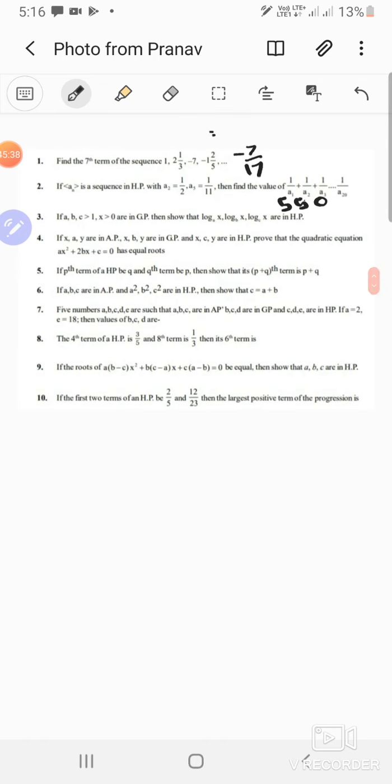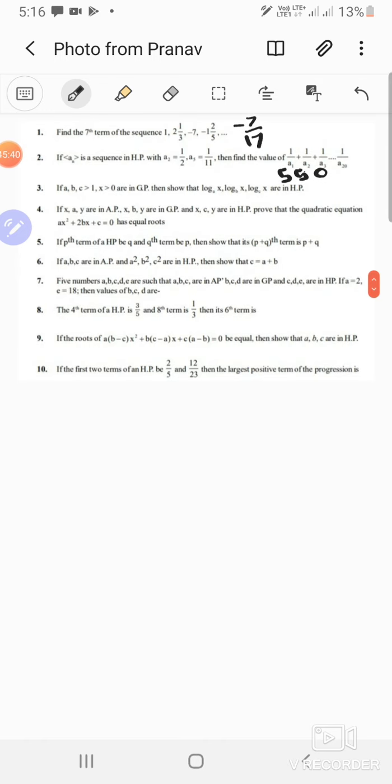The next question is, if x, a and y are in arithmetic progression, and x, b and y are in geometric progression, and x, c and y are in harmonic progression, prove that the quadratic equation ax squared plus 2bx plus c equals 0 has equal roots. This should not be that difficult. So 2b is equal to x plus y.